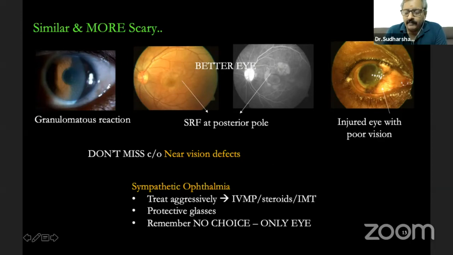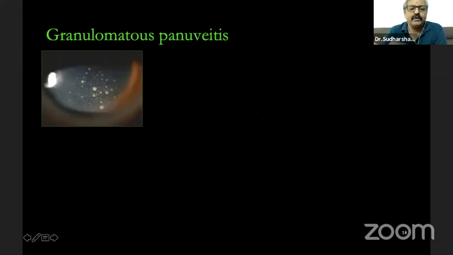Remember that you need to treat them aggressively and make sure that you give protective glasses for prevention of injury in the other eye also. IV methylprednisolone is the treatment initially, followed by steroids and immunomodulators.